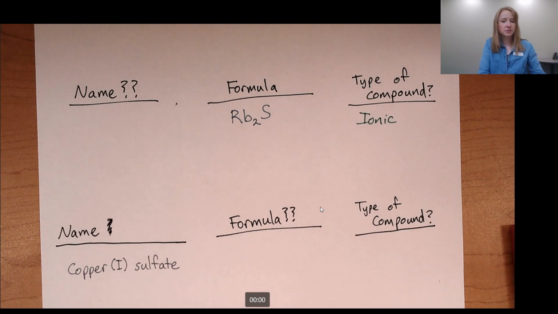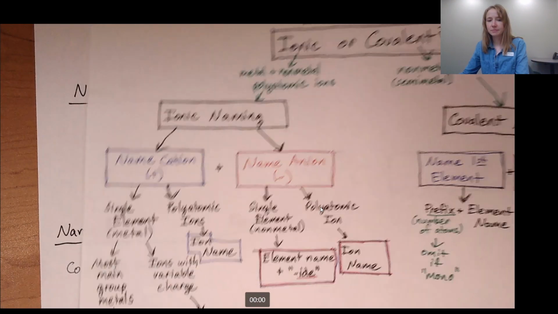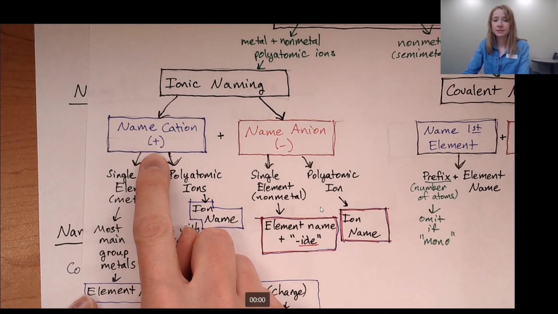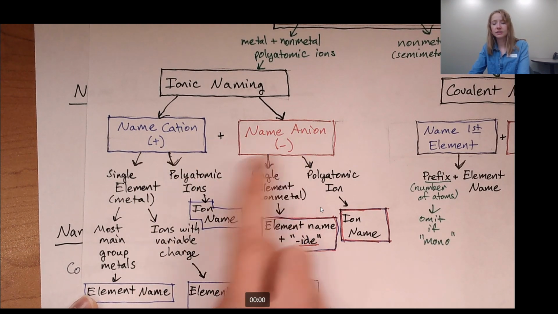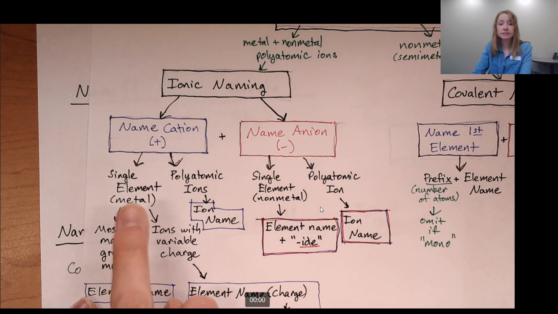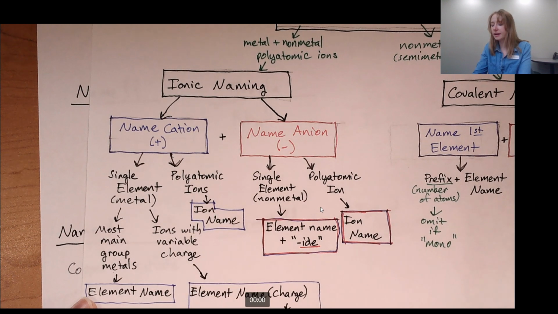So if I go back to my flowchart, I'm going to want to use my ionic naming rules. And so I'm going to name the cation, or the positively charged ion, and I'm going to name the anion. So let's start by naming the cation. So I need to determine if my ion consists of a single element or if it's a polyatomic ion.